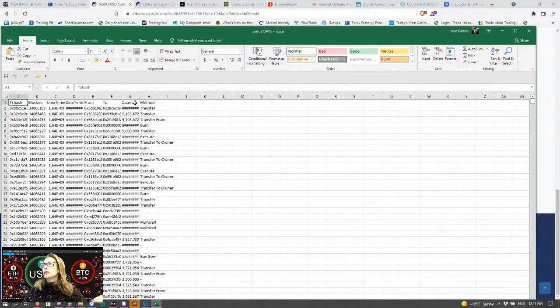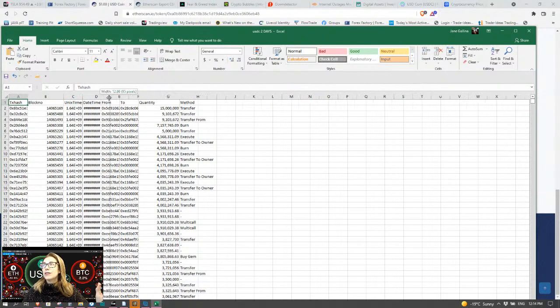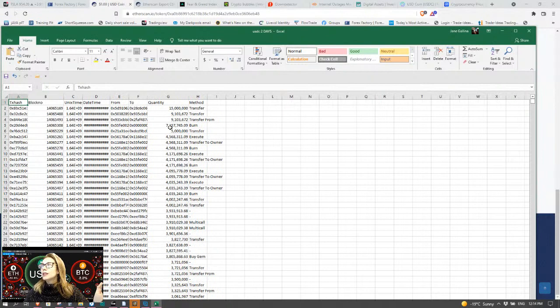So, oh my goodness, here is our quantity. I did already sort it. I sorted it and I saved it. Look at these, 7 million burn, 4.5 million execute. So they are minting these.